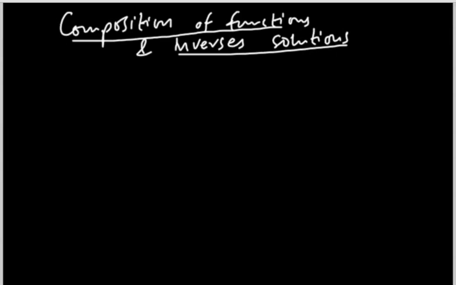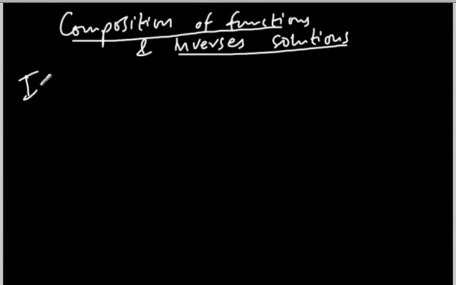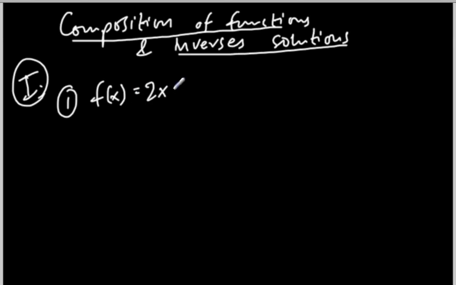In this video, I will be going over the compositions of functions and inverses solutions. So let's just start right away. Section 1 basically says to find f of g and g of f. So let's do number 1 and figure that out. So f of x is 2x plus 1, and g of x is x minus 5.